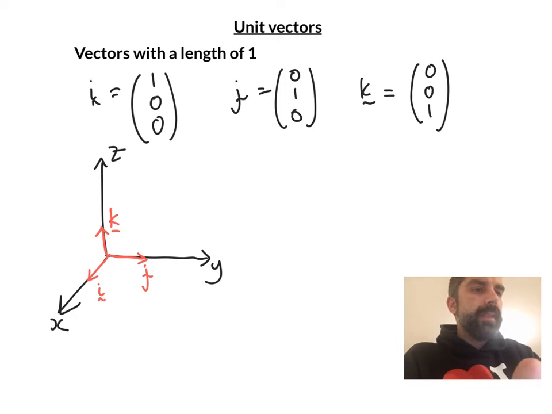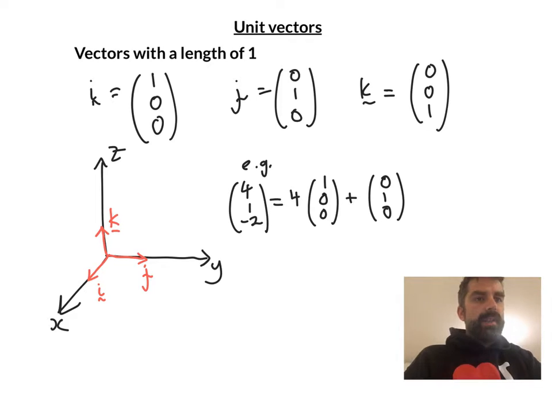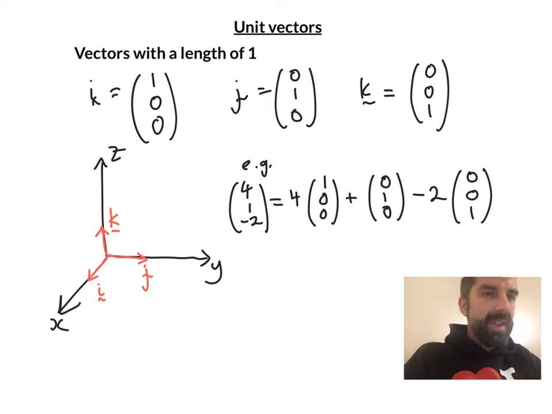So why is this useful? Well, it gives us another way of writing out vectors. For example, let's have a look at the vector 4, 1, -2. If you think about it, one way of writing that is that we've got 4 lots of 1, 0, 0, plus 1 lot of 0, 1, 0, and then -2 means take 2 lots of 0, 0, 1. Because if we think about doing the scalar multiplications here and then adding them, we would end up with the vector that we started with.